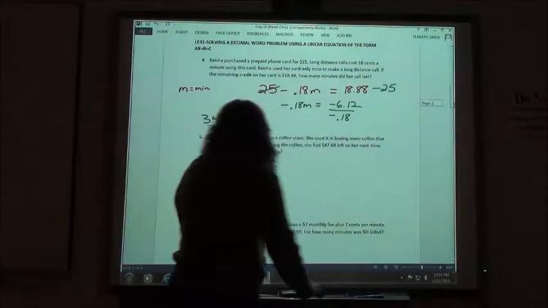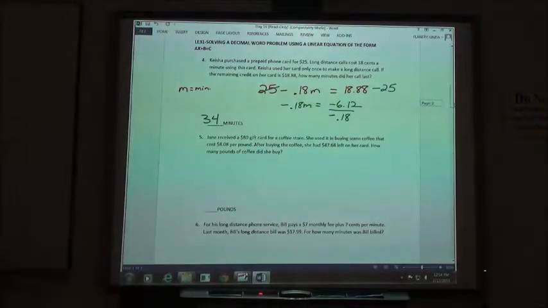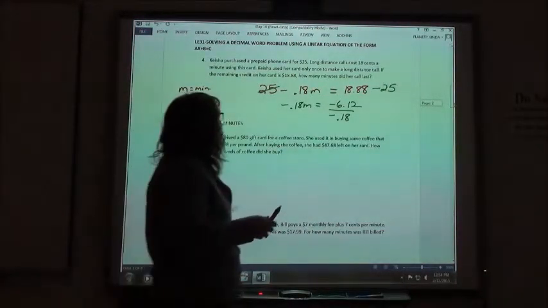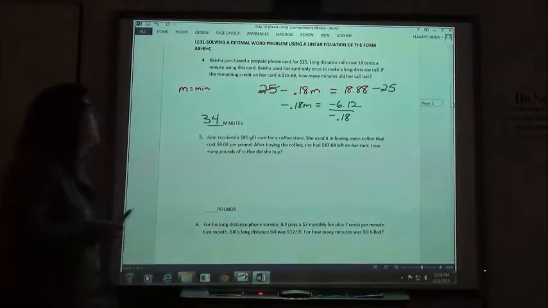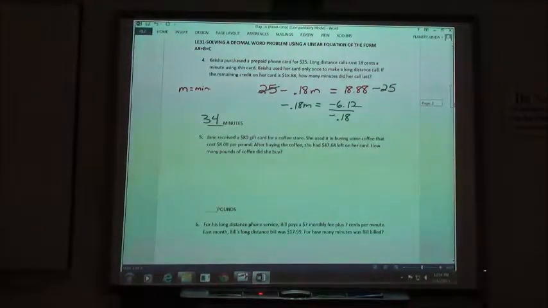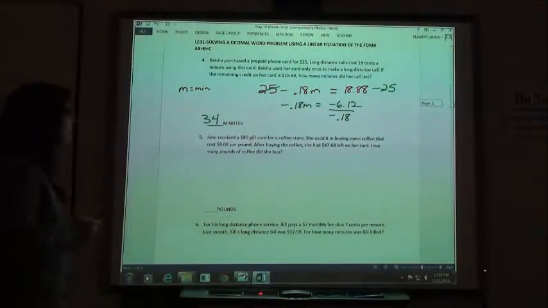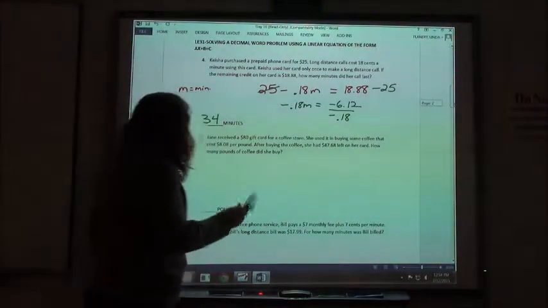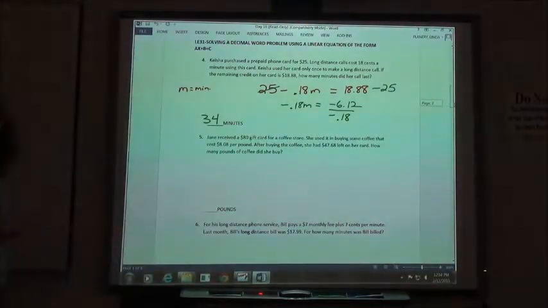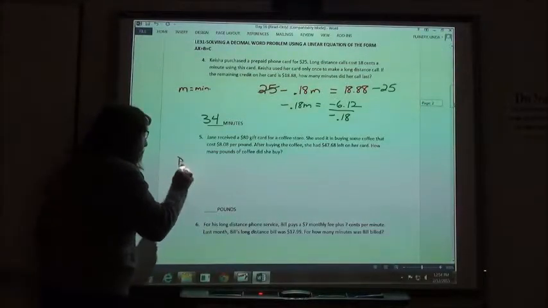So, number 5 sort of looks like that one. Jane received, I like Jane. Jane's a nice, easy name. Jane received an $80 gift card for a coffee store. She used it in buying some coffee that cost $8.08 per pound. After buying the coffee, she had $47.68 left on her card. How many pounds of coffee did she buy? So what might we want to use for the variable? P for pounds? Works for me.